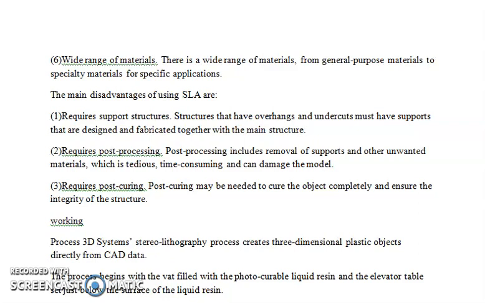There is a wide range of material, from general purpose material to specific material for specific applications. The main disadvantage of using SLA is that it requires support structures. Overhangs and undercuts must have supports that are designed and fabricated together with the main structure.